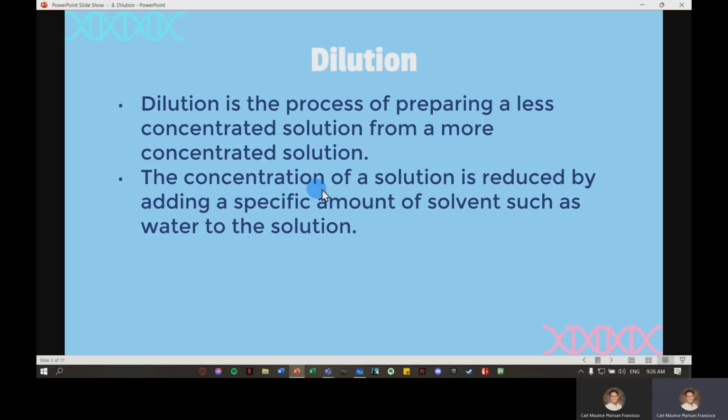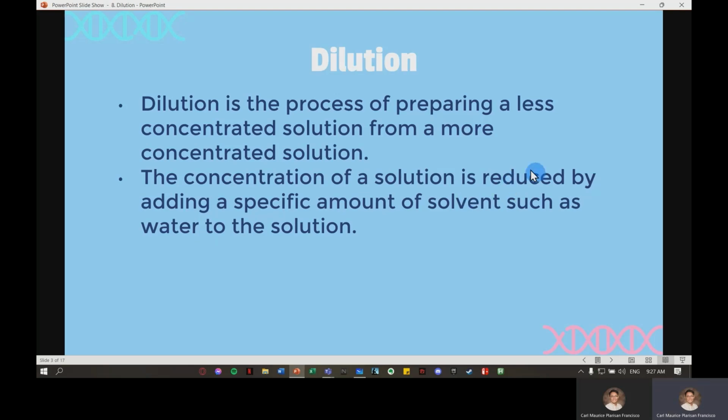The concentration of a solution is reduced by adding a specific amount of solvent such as water to the solution. Para po mapababa ang concentration ng isang solution, ang ginagawa lamang po ay pagdaragdag o mag-add ng solvent. Ang pinaka magandang example po o halimbawa sa mga ina-add na solvent ay water.